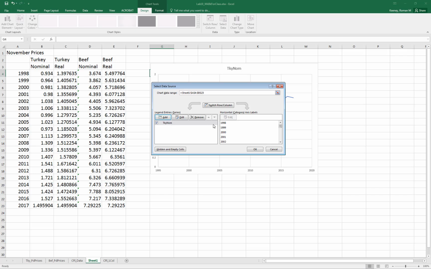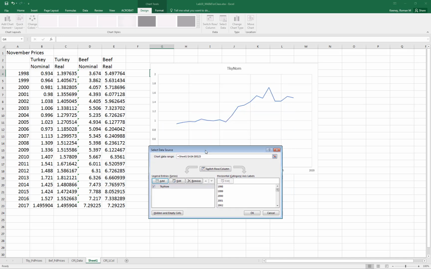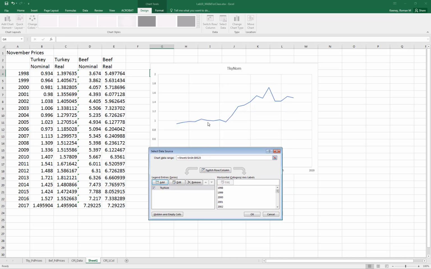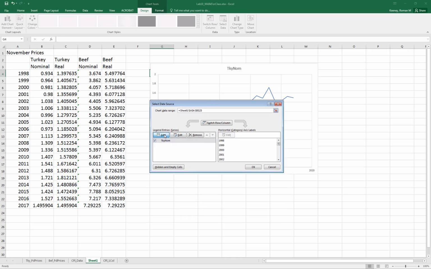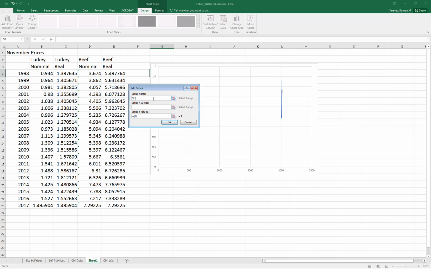So the turkey nominal series over here tells you what's on the horizontal axis, so all the different years, and then you can see there the price series going from 0.93 or something like that up to about 1.5. Okay, so let's add another series, and let's go with the turkey real. The X values, you have to put them in every time. For these, every time we add something, are going to be years again, and then the Y values will just be the real prices for turkey.